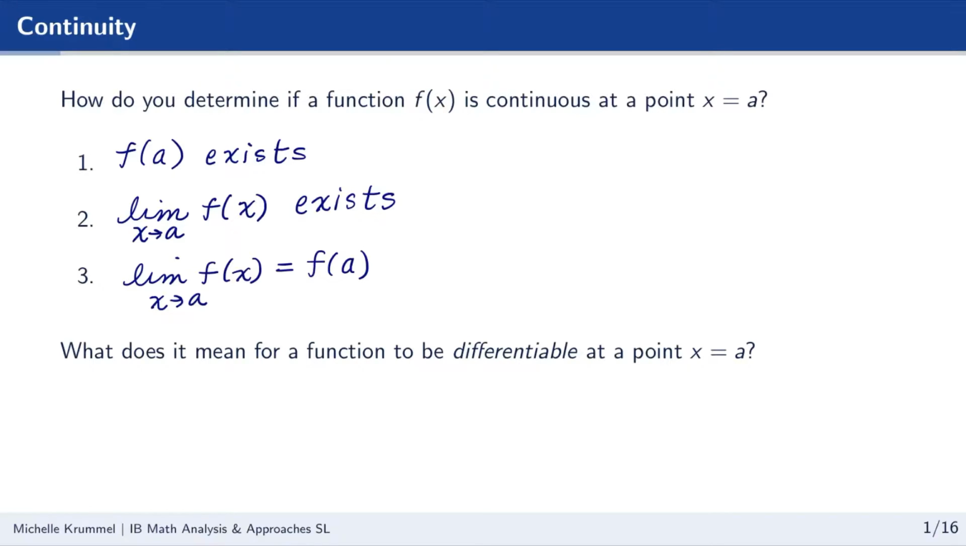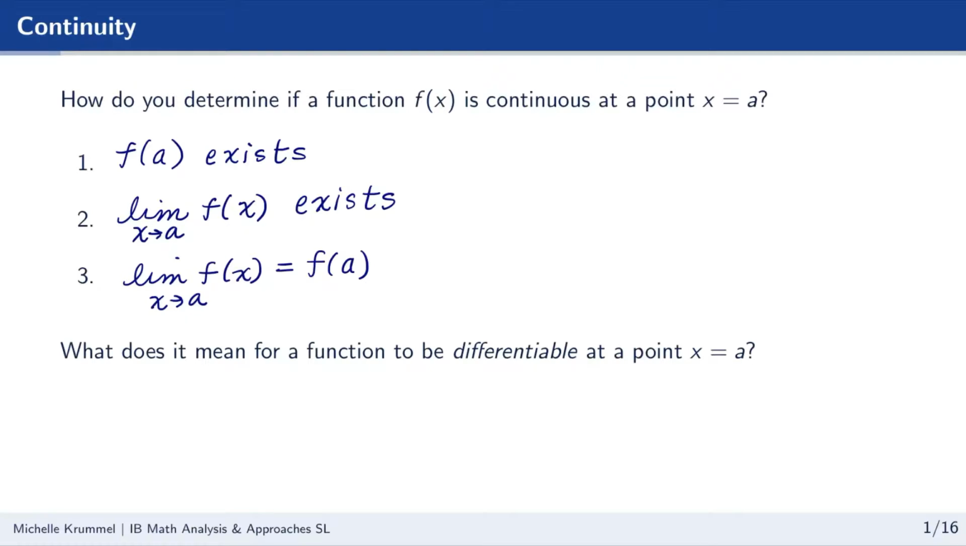Because if the first two things are true, but the last statement is not, then that means we have a removable discontinuity. We have a hole in the graph, and the graph is not continuous at that point. So we need all three of these statements to be true in order to conclude that f is continuous at the point where x equals a.